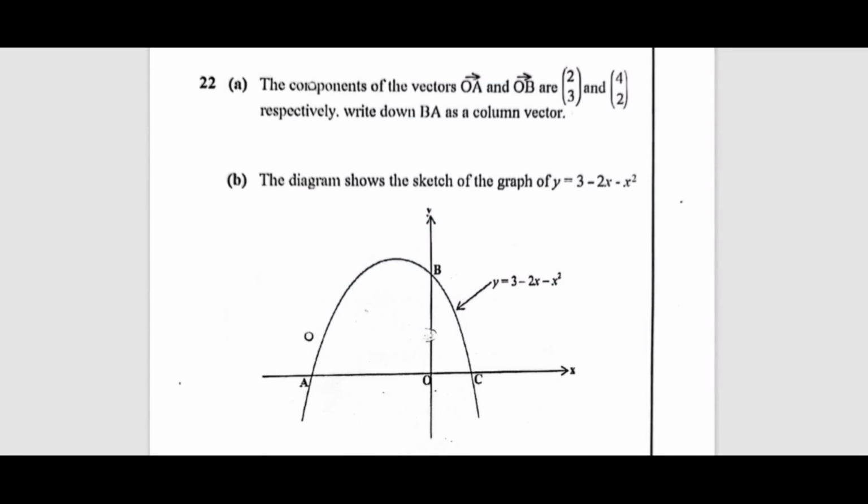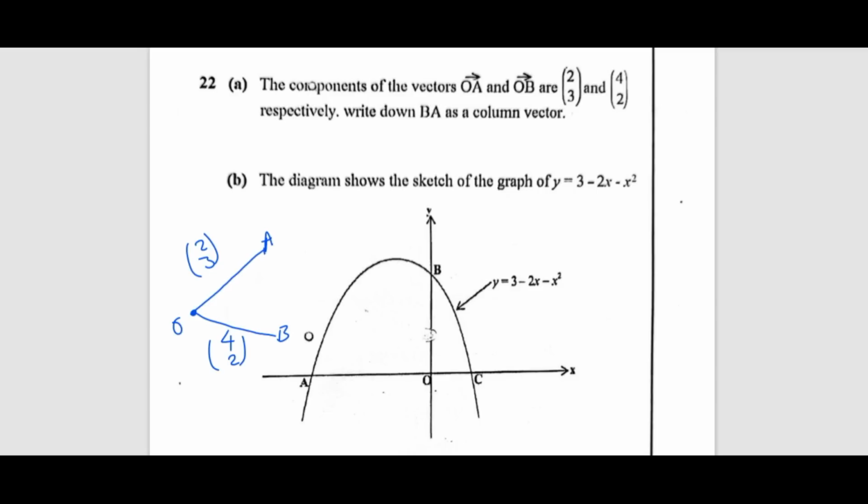Then for question 22a, the components of the vectors OA and OB are (2, 3) and (4, 2) respectively. Write down BA as a column vector. We can see that the origin of these two vectors is O. Consider this point as O. Here is our A, and the vector for A is (2, 3). Then we consider this point as our B, and we have (4, 2).